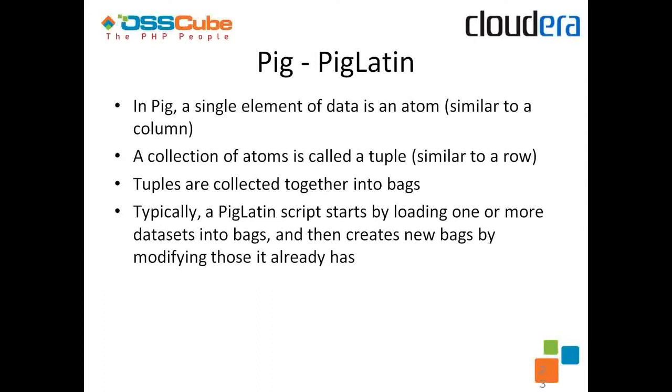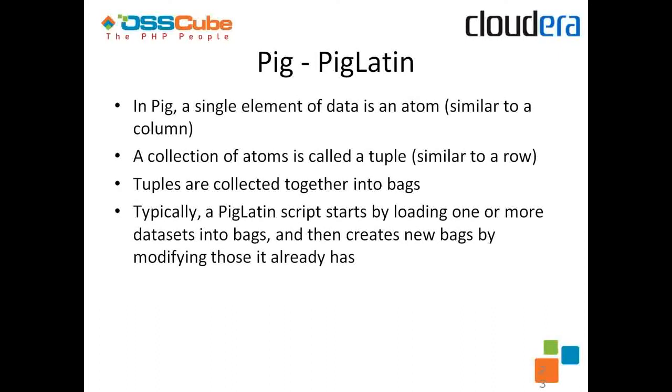So how is Pig Latin different? Well, they've come up with different names for the elements within Pig Latin. You have an atom, which is similar to a column in a database, or a field in database terms. Then a collection of atoms we call a tuple, which is similar to a row, but you can have a subset of atoms, not necessarily the full set, yet still called a tuple.